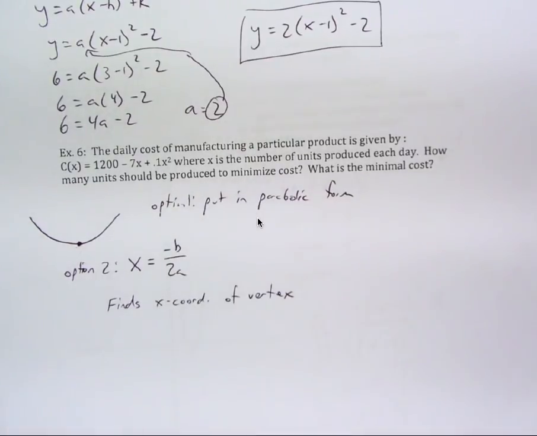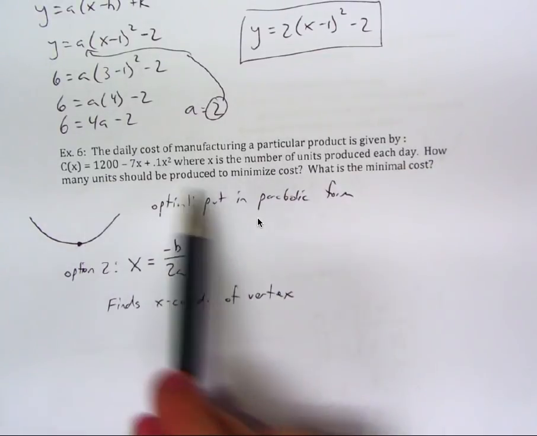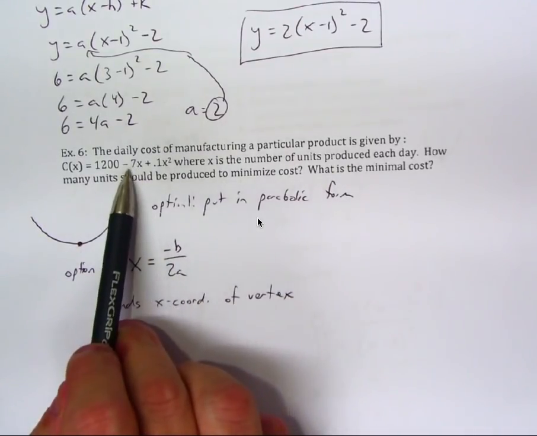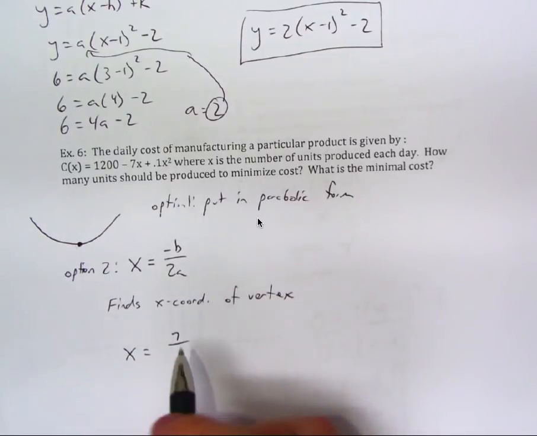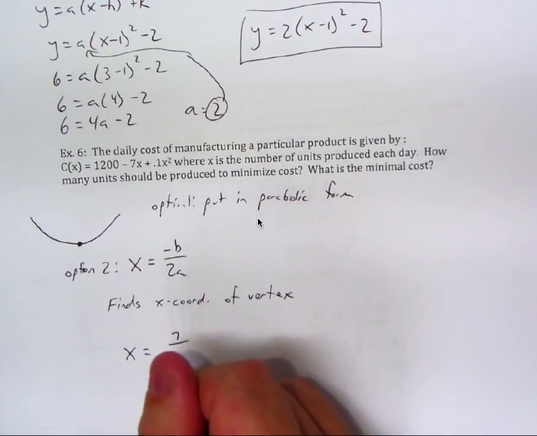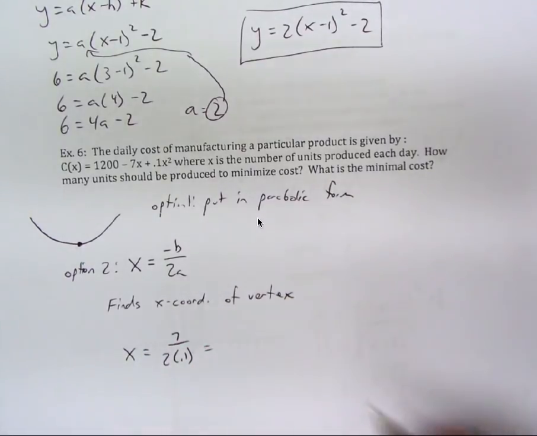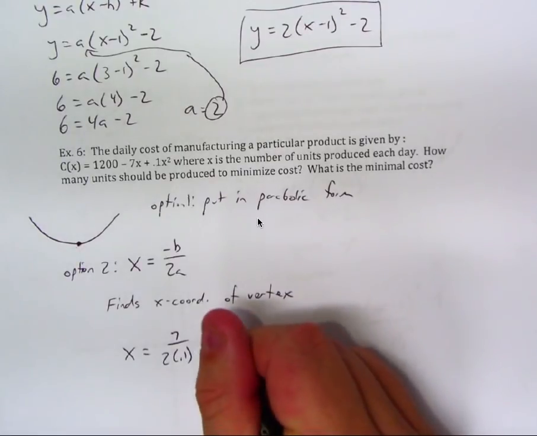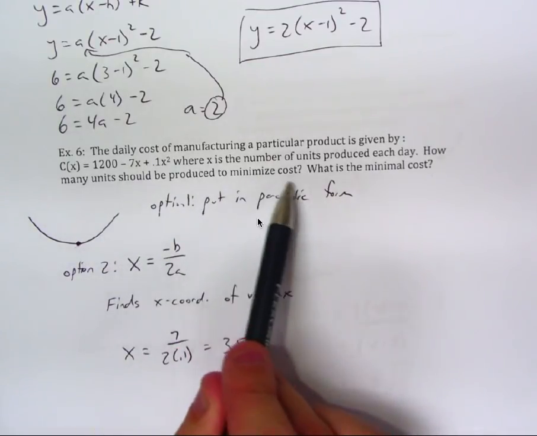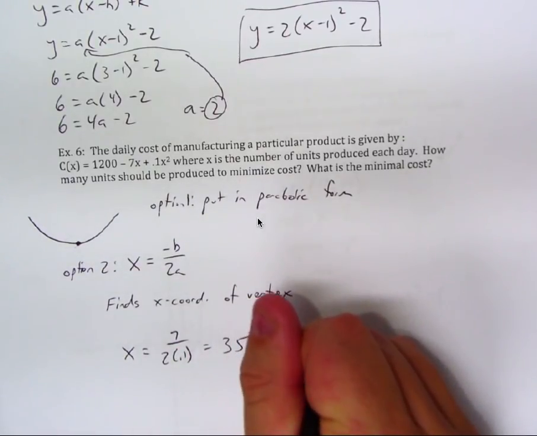That's what answers the question. We're not graphing anything, so you don't need to put it in parabolic form. Just find the x-coordinate of the vertex to answer the first question. So in this problem, x equals negative b, so positive 7, over 2a. Well, a is not 1200. a is the number in front of x squared, so over 2 times 0.1. This is just another way to find the vertex. So 7 divided by 2 times 0.1 is 35. What that means is 35 units should be produced to minimize cost. So 35 units.